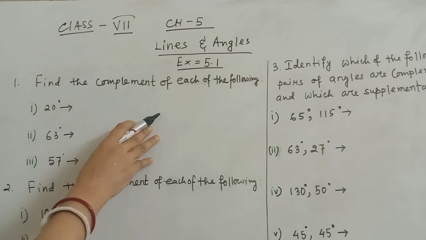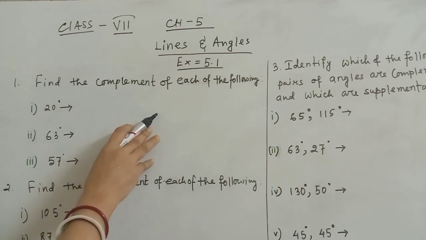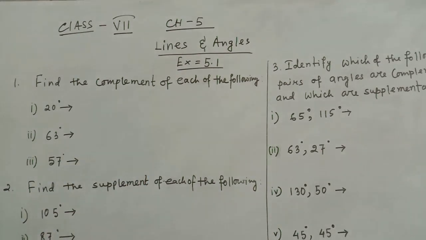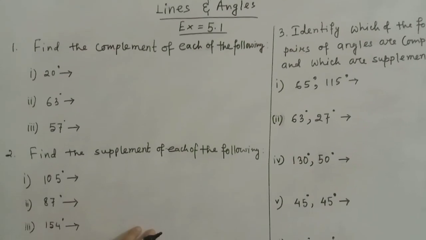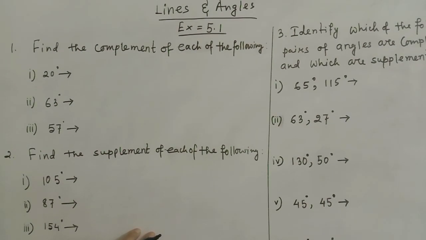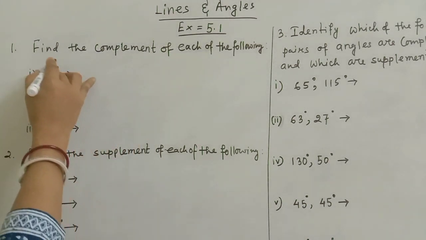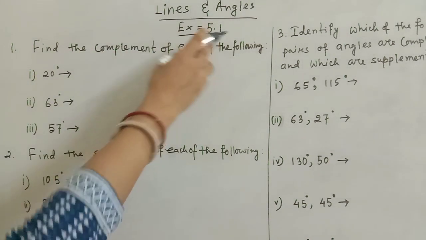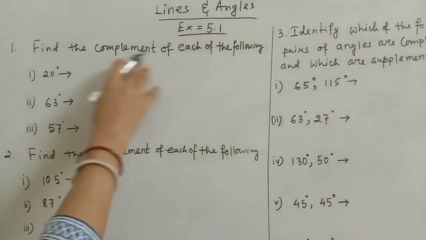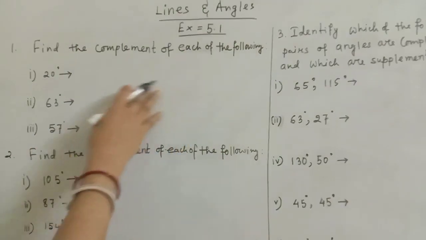We have already discussed complementary angles and supplementary angles, and you know that when the sum of the two angles is equal to 90 degrees, they are complementary angles and they are complements of each other. And when the sum of the two angles is 180 degrees, they are supplements of each other. Now the question is from exercise 5.1, question number 1, find the complement of each of the following.